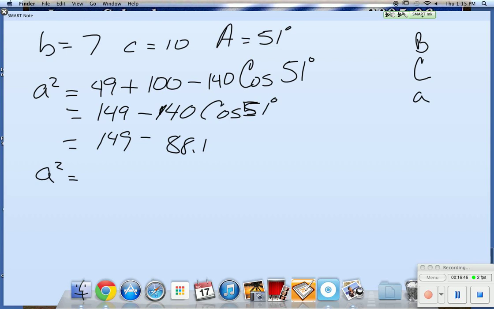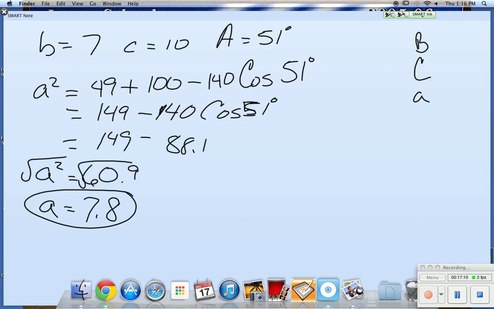I thought you gave me the whole number. 60.9. Take square root of that. 7.8. Okay, so that's our A. That's our A. 7.8. All right. Now we've got A. I'm going to put this up here. A equals 7.8. Okay.